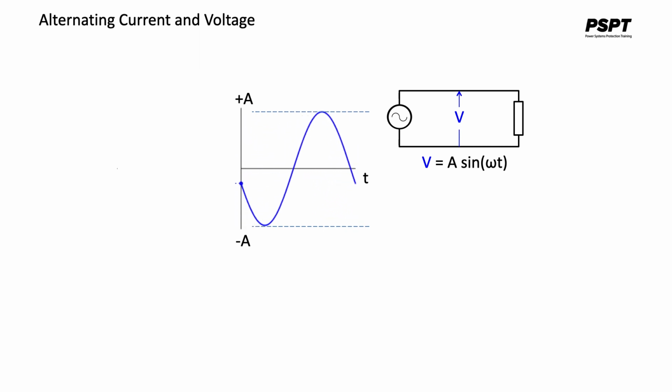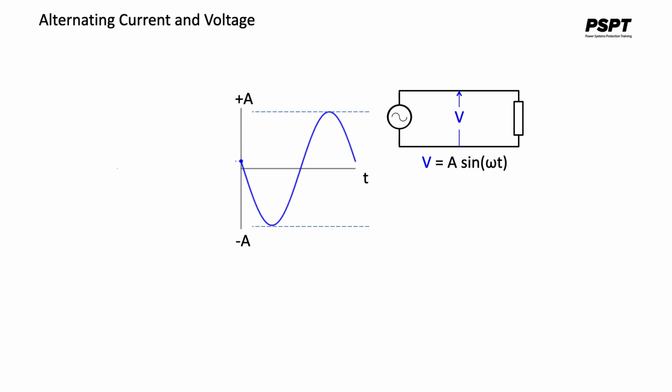In an AC power system, the power source will supply a voltage that is a sinusoidal wave of one particular frequency, usually 60 cycles per second. The voltage starts at 0 volts, peaks at plus A volts, travels through 0, and peaks negatively at negative A volts, then returns to 0. It repeats itself 60 times a second.